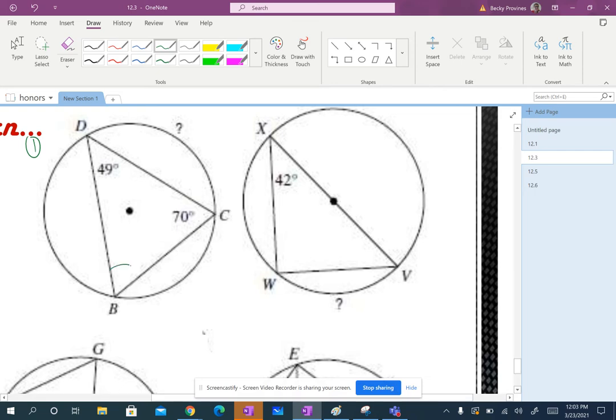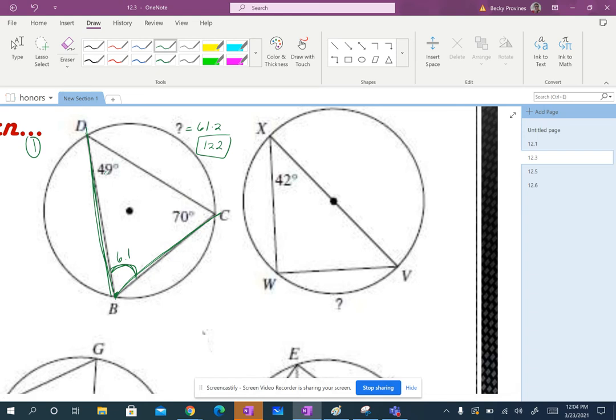I'm going to find this angle. And so it's a triangle. So let's take 180 and subtract these two angles. So 180 minus 49 minus 70 is 61. Now, technically, this is an inscribed angle. The vertex is on the circle. So I'm going to take the 61 and double it to get up here. 61 times 2 is 122. There are other ways to do it, but to me, that was the quickest.